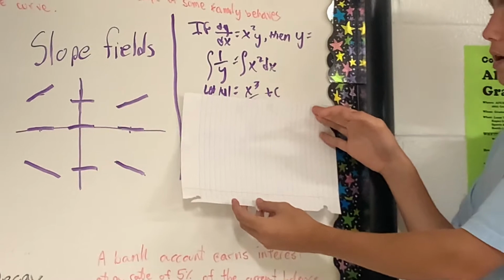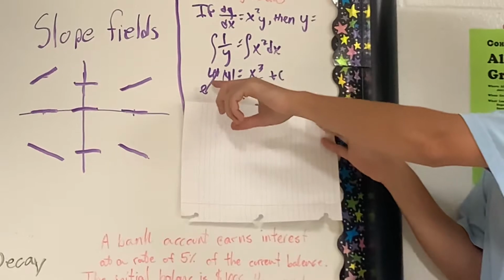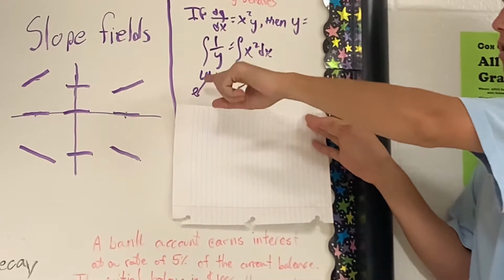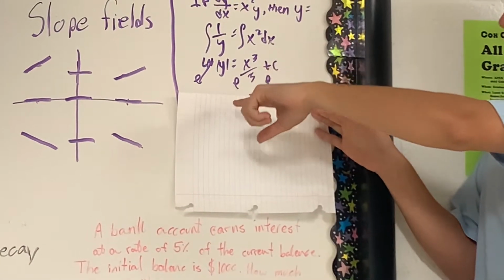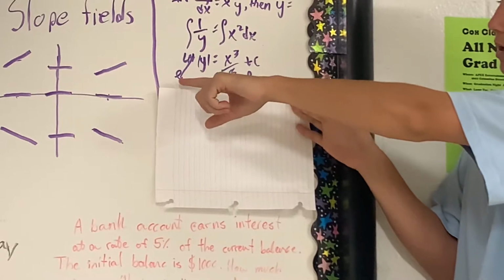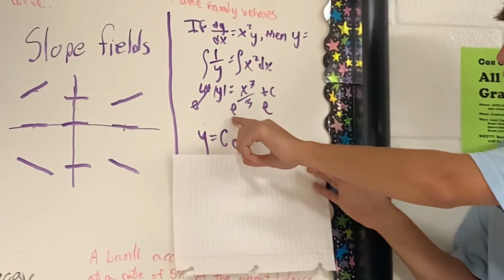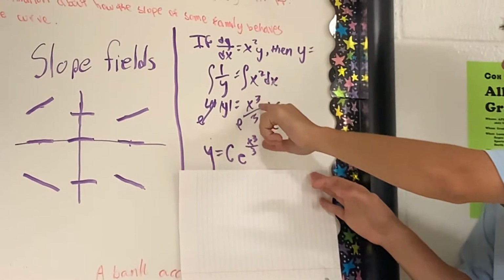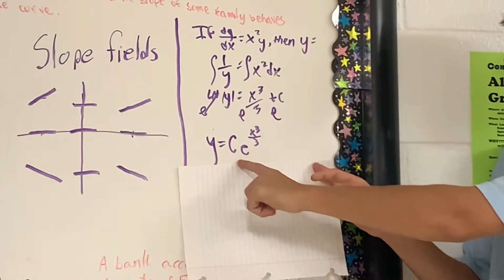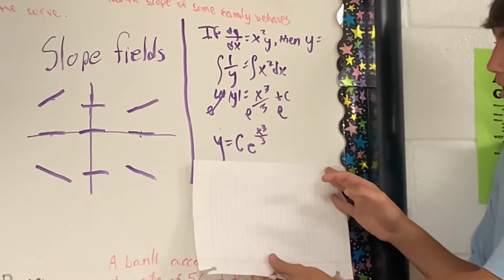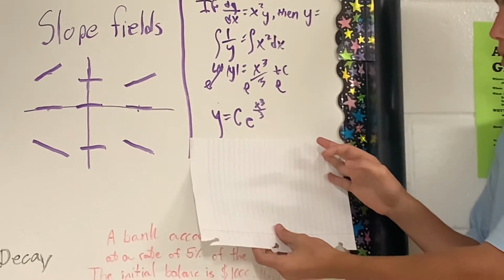To get rid of the ln y, you have to put e to the power of ln y. And since you do it on this side, you have to do it on the other side as well. So once you take the power, the e and the ln cancel out, leaving you with y. And then you have e to the x cubed over 3, and you also have e to the c power. Since c is a constant, you just put it together and it becomes y equals c times e to the power of x cubed over 3.